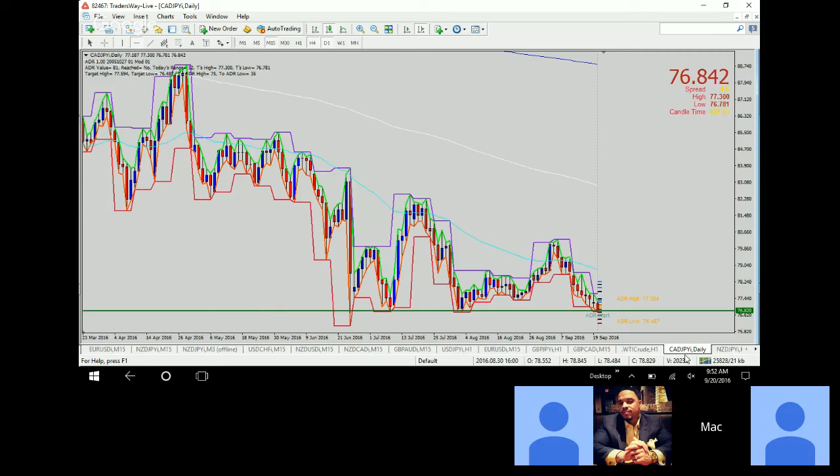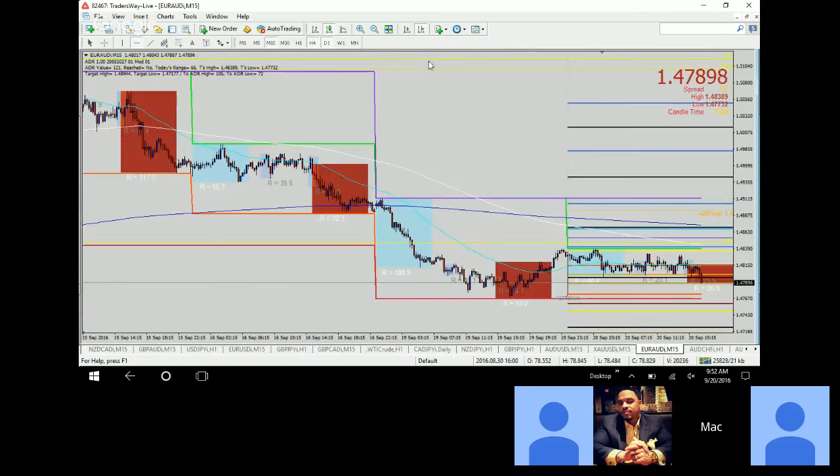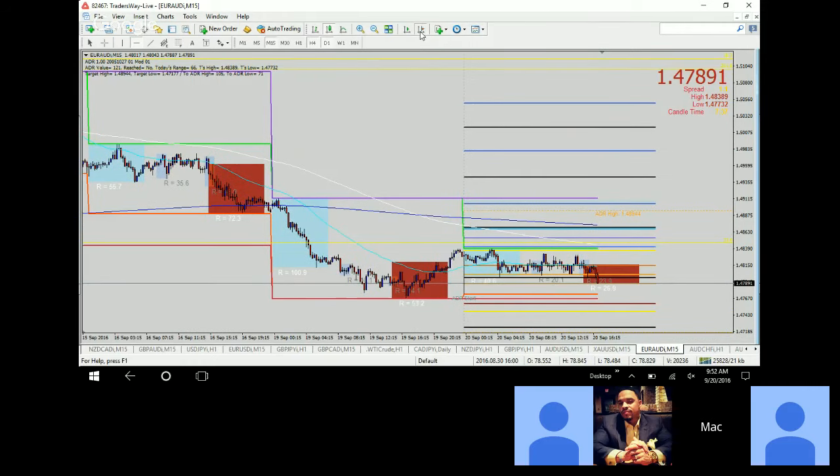Euro AUD, where are we at? Someone told me Euro AUD just broke. Yeah, it's falling. Yeah, we missed that. Me personally, I wouldn't just jump in right now since we missed the break, but if you want to, that's on you. I wouldn't do it, because you never know, price can come back up.